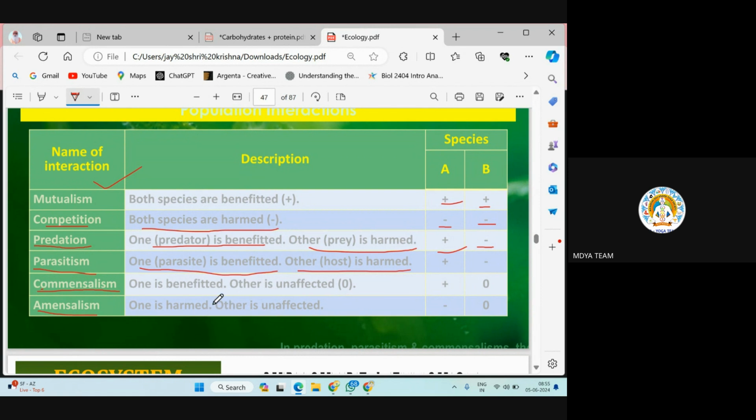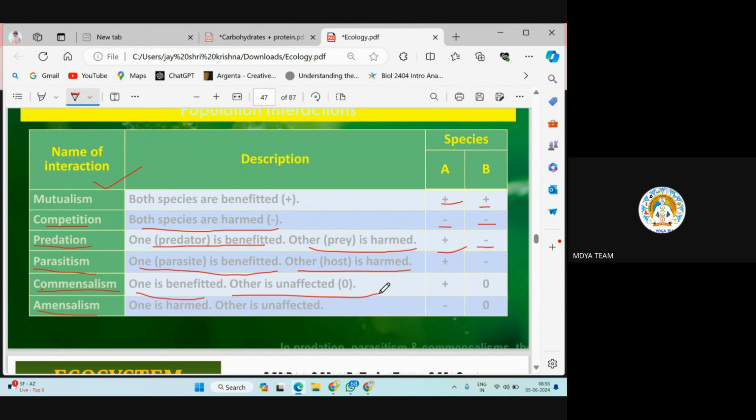Many small fishes roam with sharks. They follow the shark because when the shark kills a big fish, the small particles of that fish become food for those small fishes. In that relationship, the shark is unaffected, because it's getting its food anyway without any interruption. And the small fishes are also getting food because of the shark. So in this, one is benefited and the other is unaffected.